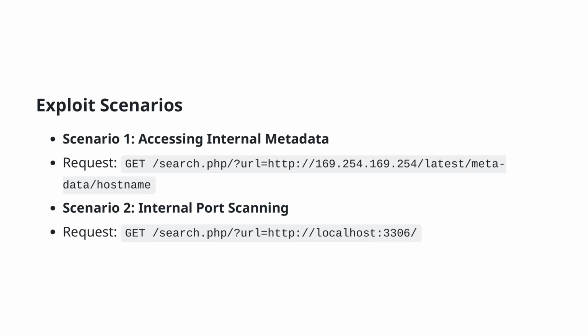Next is Scenario 2, internal port scanning. This scenario utilizes SSRF to scan internal ports, which can reveal services running on the internal network. For instance, by requesting a URL like localhost:3306/, an attacker might determine whether a MySQL database service is running on port 3306. These scenarios highlight how SSRF can be exploited for different purposes, posing significant security risks by allowing unauthorized access to internal systems and sensitive information.